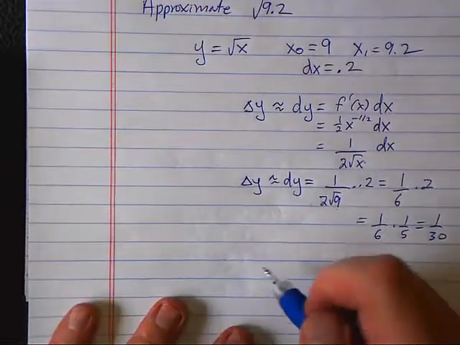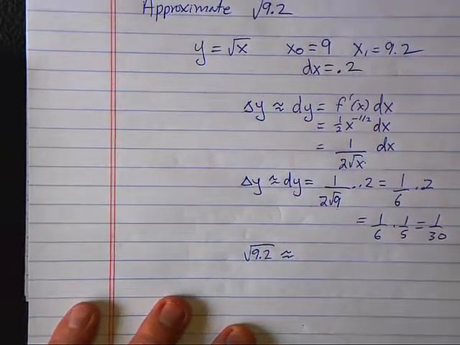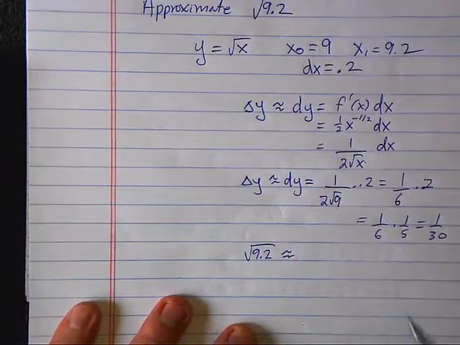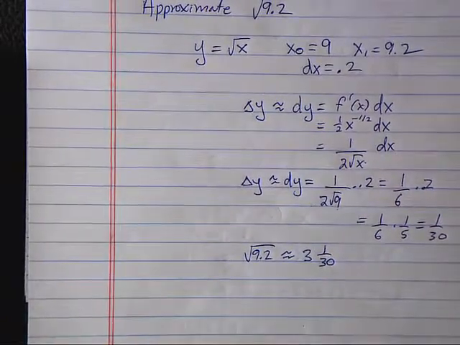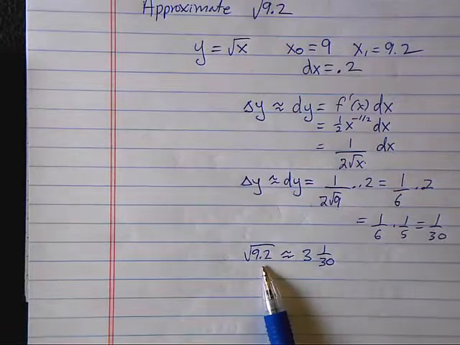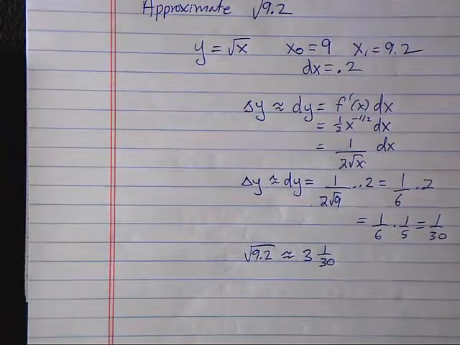All right, so final answer. How much is the square root of 9.2? It's about 3 and 1/30. Because we know the square root of 9 is 3, so the square root of 9.2 has to be a little bit bigger. How much bigger? About 1/30.